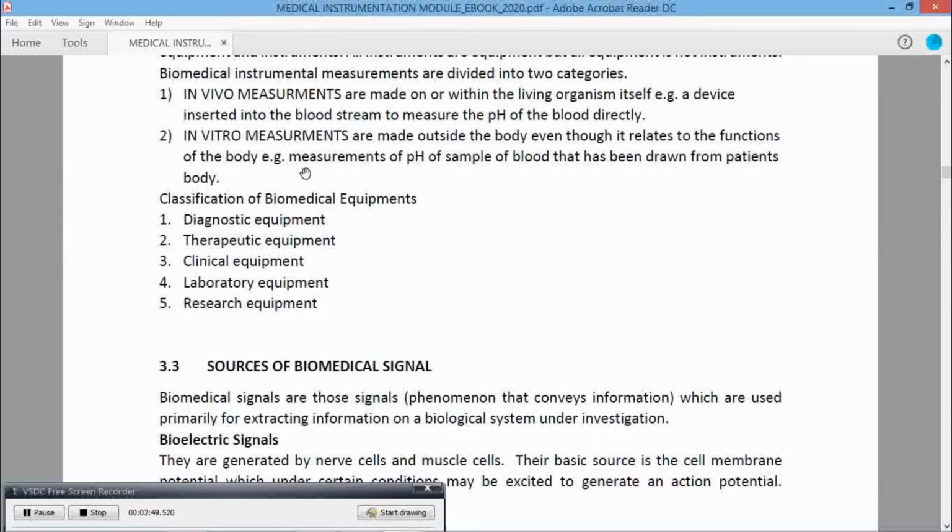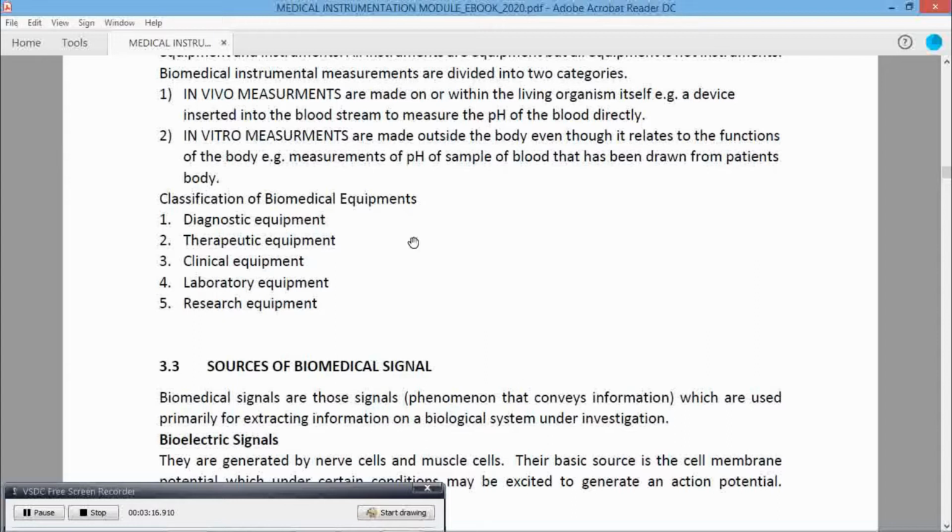In vitro measurement is outside the body, meaning made outside the body, even though it relates to the function of the body. For example, measurement of the pH of a blood sample that has been drawn from a patient's body. So there are two different types of measurement. You have to remember in vivo, and another one is called in vitro.